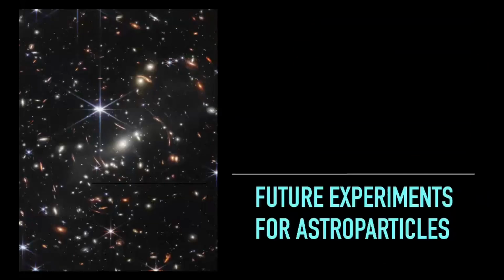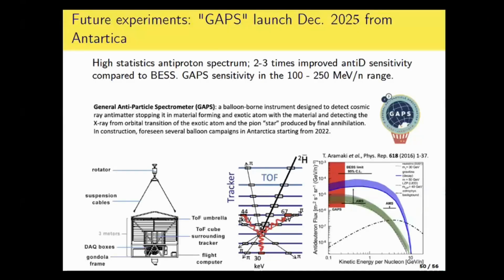I come to the conclusion regarding future experiments. So we are now waiting for the launch of the GAPS balloon. Marco has already mentioned this. This is really ready to launch. It's in Antarctica at the moment, waiting for the good winds to be launched. This is a balloon experiment of NASA, Italy, but also Japan, which is going to measure anti-deuterons and anti-protons in cosmic rays.